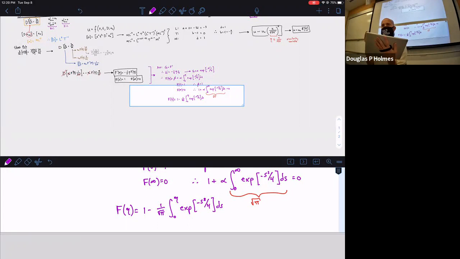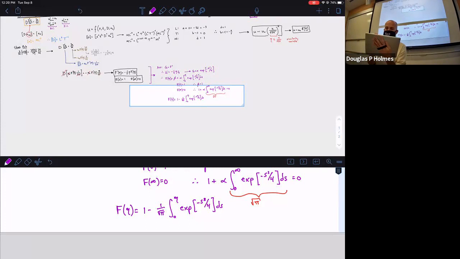Fresnel integral? Fresnel integral, I think of this as the complementary error function, because we're taking 1 minus the error function. So this is like 1 minus the error function. And so therefore, our solution is that the concentration is going to be equal to our initial concentration times the complementary error function of eta.